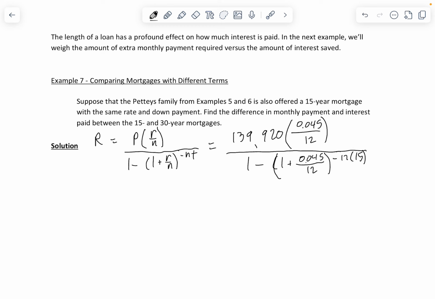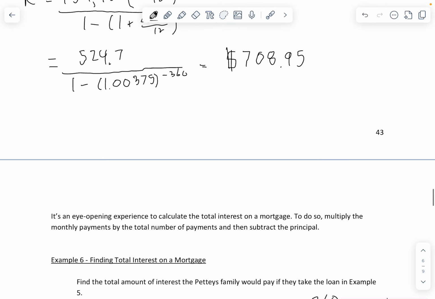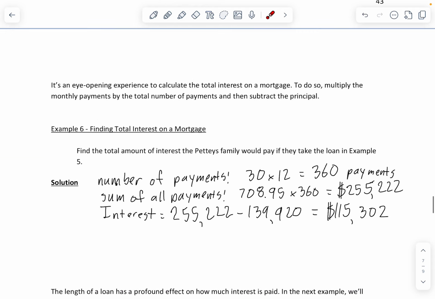Okay. And if you do this calculation and work it out carefully on your calculator, you should get a monthly payment of $1,070.38. Okay, so that's a little bit bigger. In the previous earlier example, we found the monthly payment to be $708.95. So how much bigger is the monthly payment?